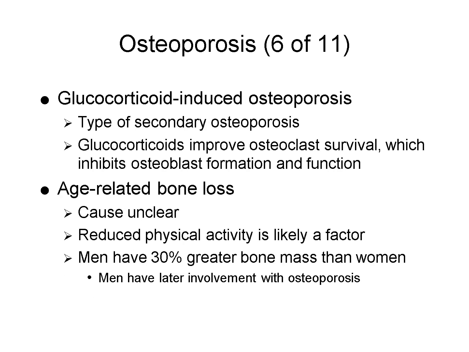Glucocorticoid-induced osteoporosis is a major secondary form. These medications enhance osteoclast survival while suppressing osteoblast function, leading to bone loss. Age-related osteoporosis also contributes, especially with reduced activity. Men have greater baseline bone mass, so they experience fractures later than women.